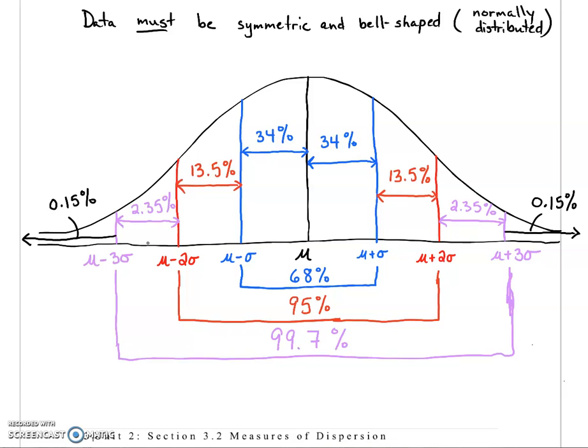So let's practice how we can use this to estimate the percentage of observations that fall within certain categories. And we'll do that in the next video.